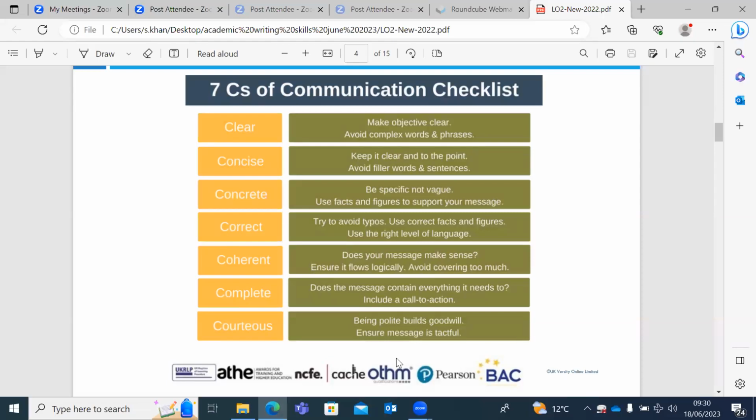By following the 7 C's of communication, you should find the messages you are delivering more effective.